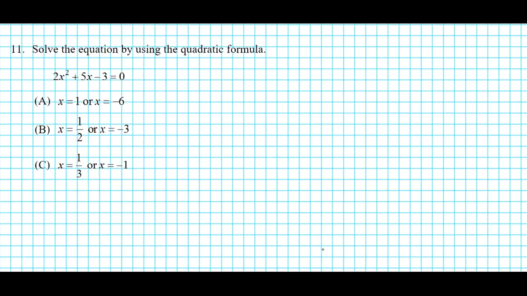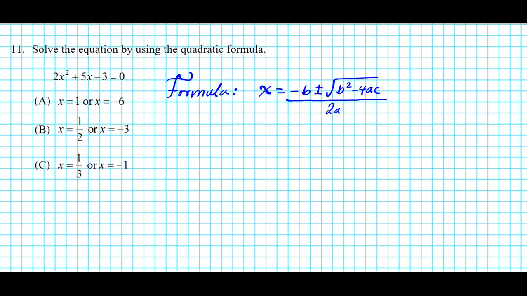To get started, we're going to go ahead and write down what the formula is. The quadratic formula is as follows. So let's write that down. If we have a quadratic equation in standard form, then the solution will be given by x equals negative b plus or minus the square root of b squared minus 4ac all over 2a.